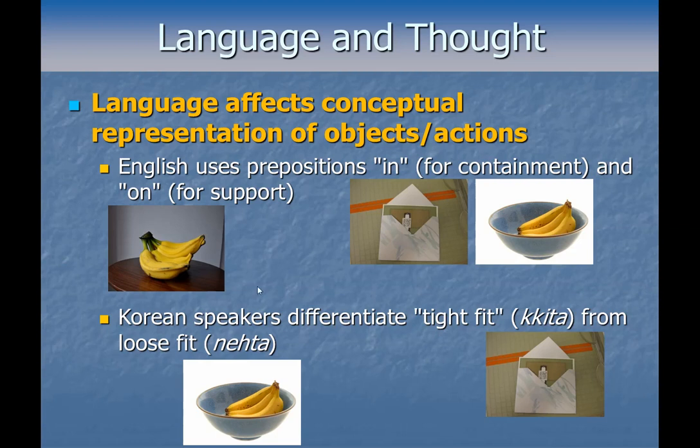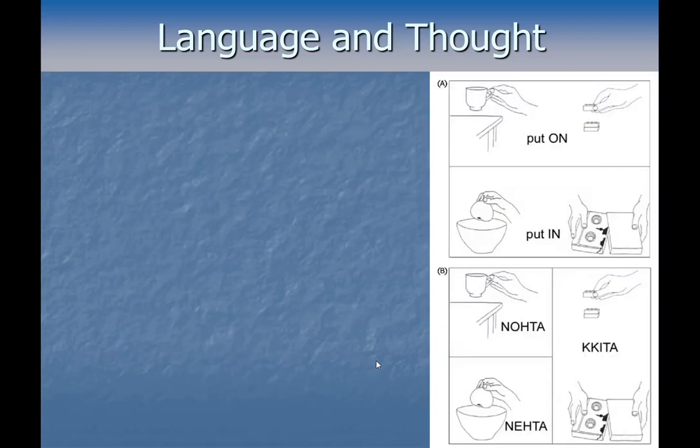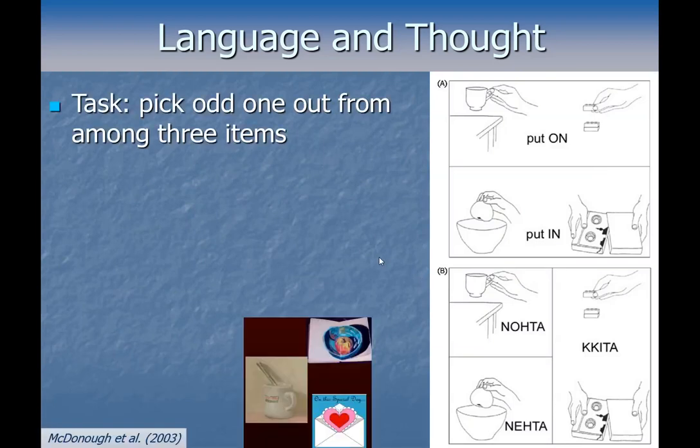So Korean speakers, those who speak Korean, they actually differentiate. They have a word for what we might call tight fit, things that fit tightly, like this card and envelope fit tightly, versus things that have a sort of loose fit, like the bananas in the bowl have a loose fit, right? So just the way that they linguistically label these types of things, the way this banana relates to this bowl and the way this card relates to this envelope, the question is, does that affect how people think about those objects or actions we might do with objects?